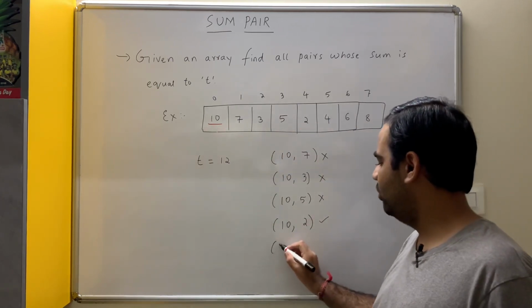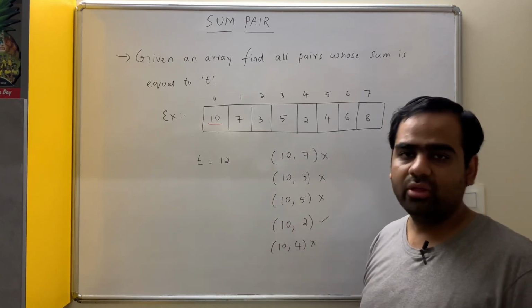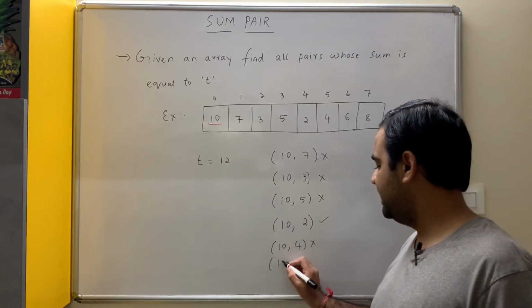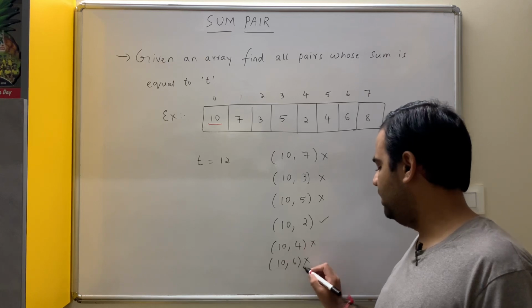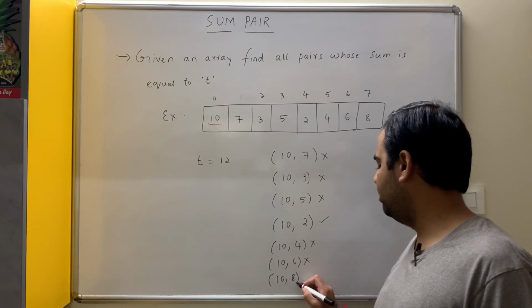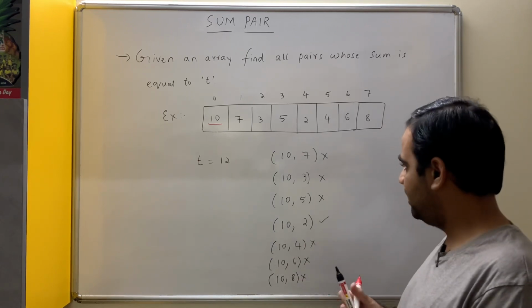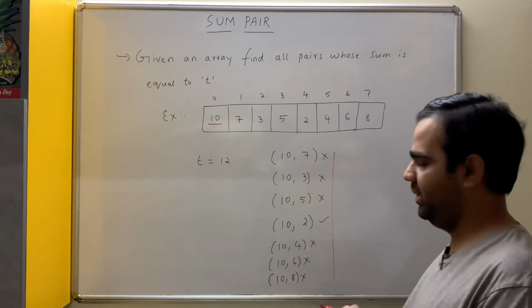Next is 10 and 4. 10 and 4 is not a pair because the sum is not equal to 12. Next is 10 and 6. Again this is not a pair whose sum is equal to t. And the last is 10 and 8. This is also not a pair whose sum is equal to t. Now with respect to 10, we have formed all the pairs.